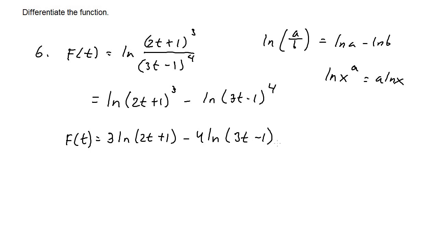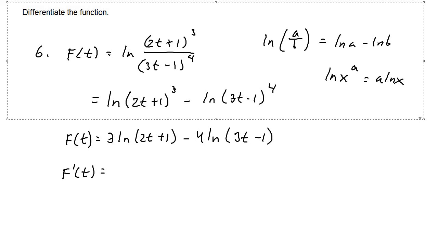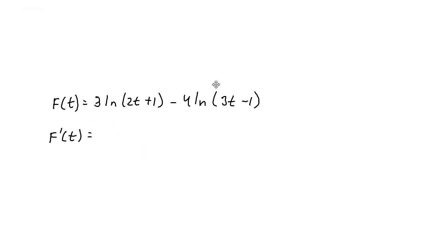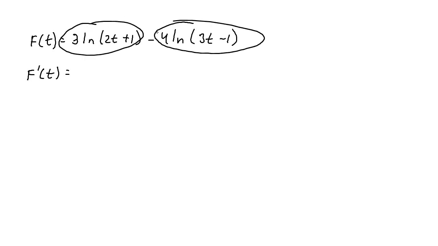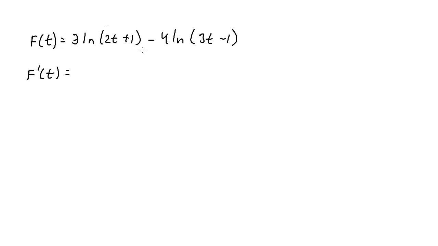So now we can go ahead and differentiate. So f prime of t equals, now I'm just going to go ahead and erase some of this stuff and then move what we have over. Now because we do have a minus here separating both of these terms, we can go ahead and take the derivative of them individually. So let's go ahead and first take the derivative of 3 times the natural log of 2t plus 1. Now 3 is a constant, so we can rewrite it as 3 times the derivative. This time the variable is t, so we have to derive with respect to t of natural log of 2t plus 1.